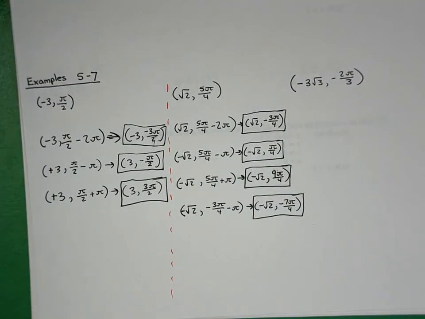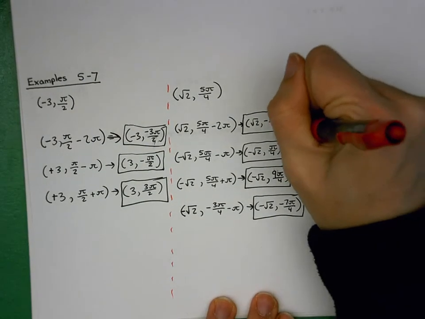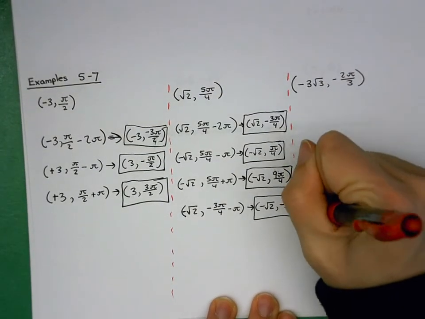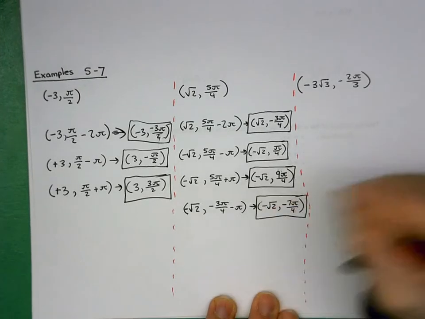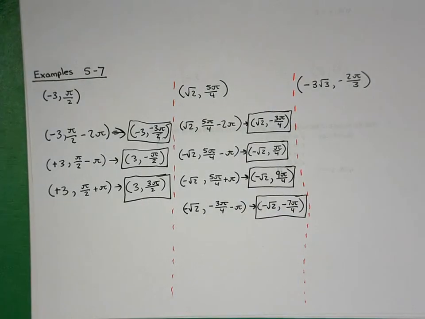So, unintentional extra practice there, but a good thing for us to think about. Making sure you are aware, if you have a restricted domain, that you are watching that. Make sure you stay within negative 2 pi to 2 pi.